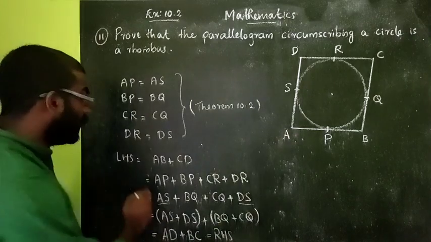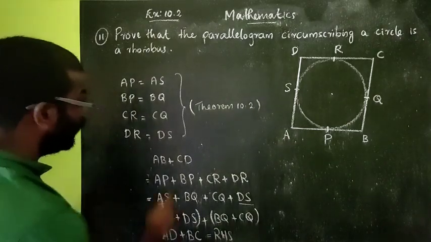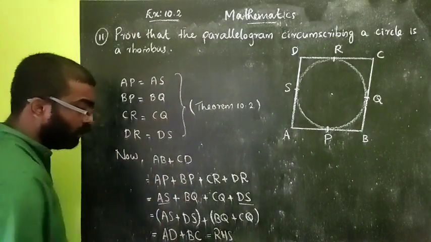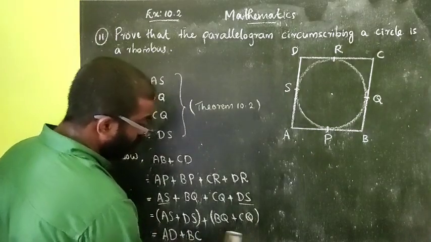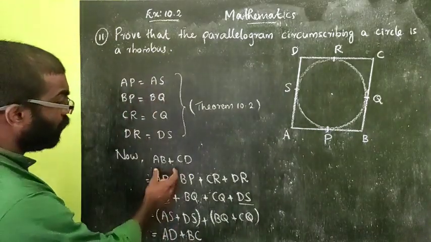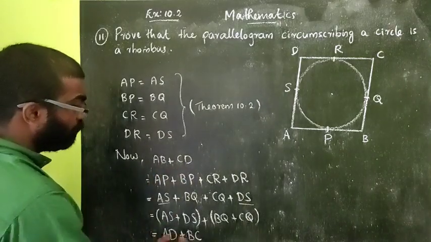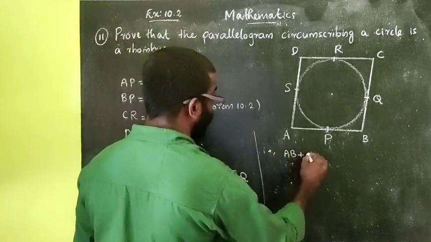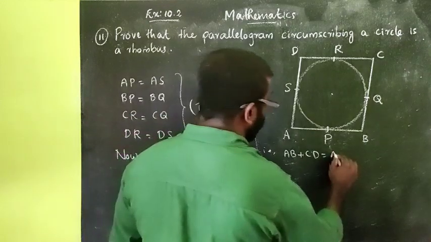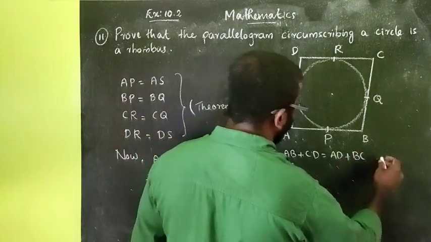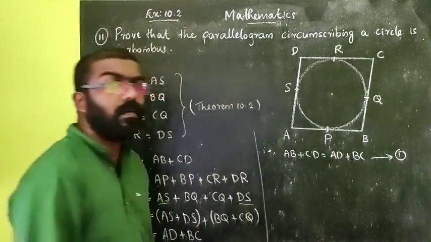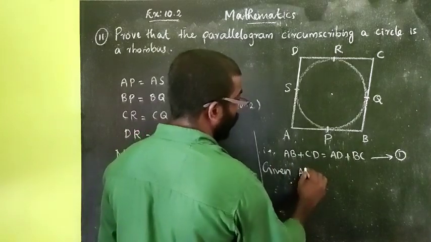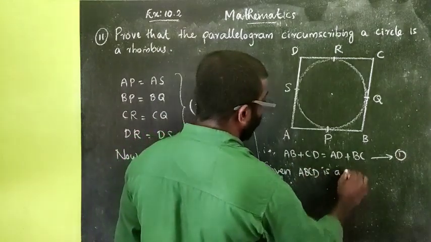Here, instead of writing LHS equal to, we can start with the step AB plus CD is equal to, and no need to write which is equal to RHS. So here we got AB plus CD equal to AD plus BC. We can take it as equation number 1. Now we are given ABCD is a parallelogram.